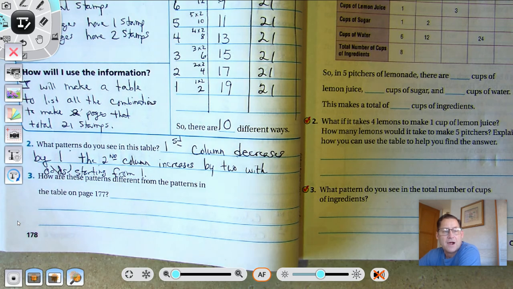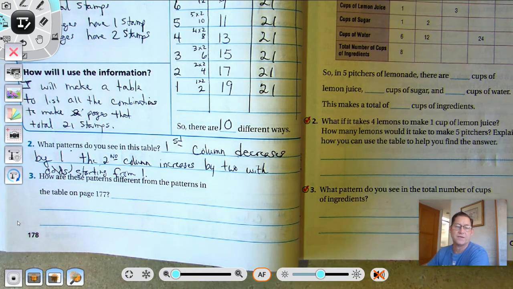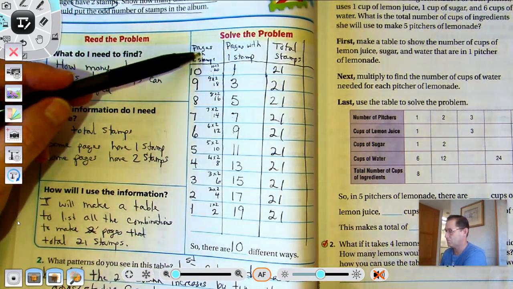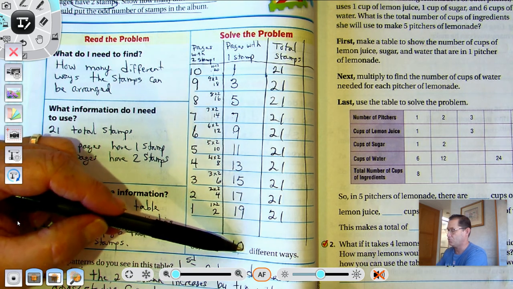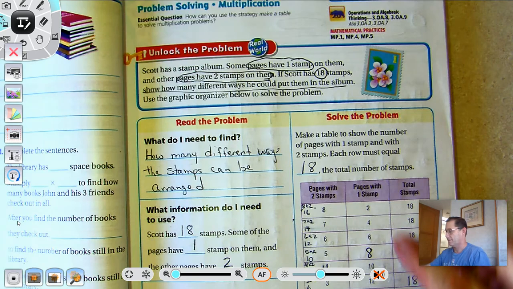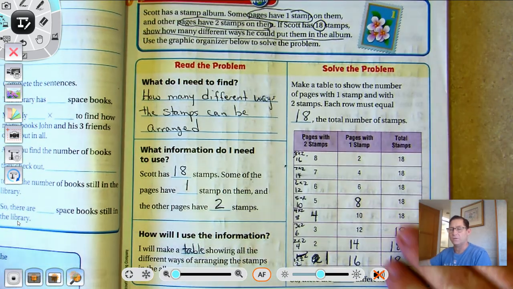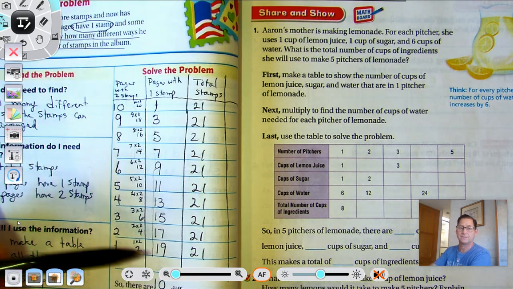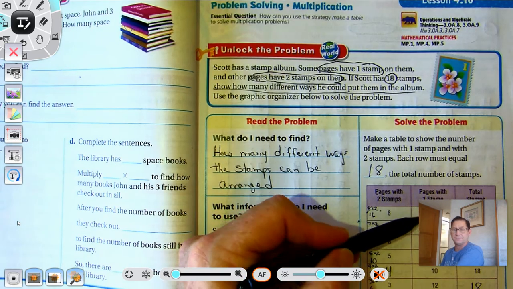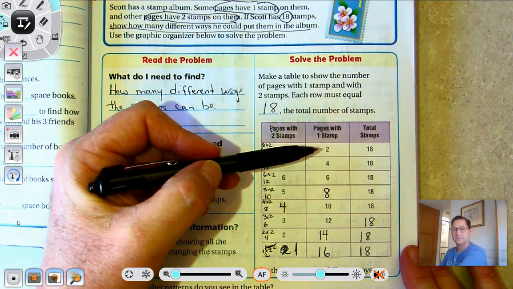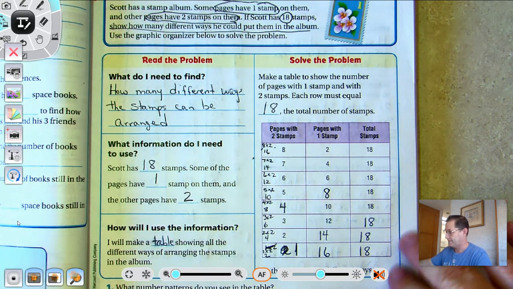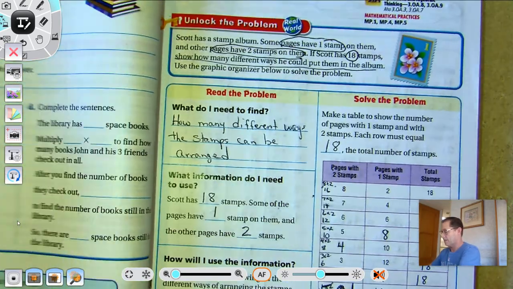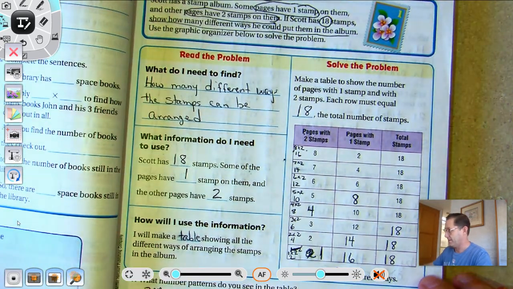How are these patterns different from the patterns in the table on page 177? All right, so here we're increasing by 2. Here we increase by 2. Oh, here the pages with 1 stamp are odd. Here, when he had an even number of stamps, the pages with 1 stamp were even. I just noticed I didn't put the answer to this one. There were 8 different ways, by the way.